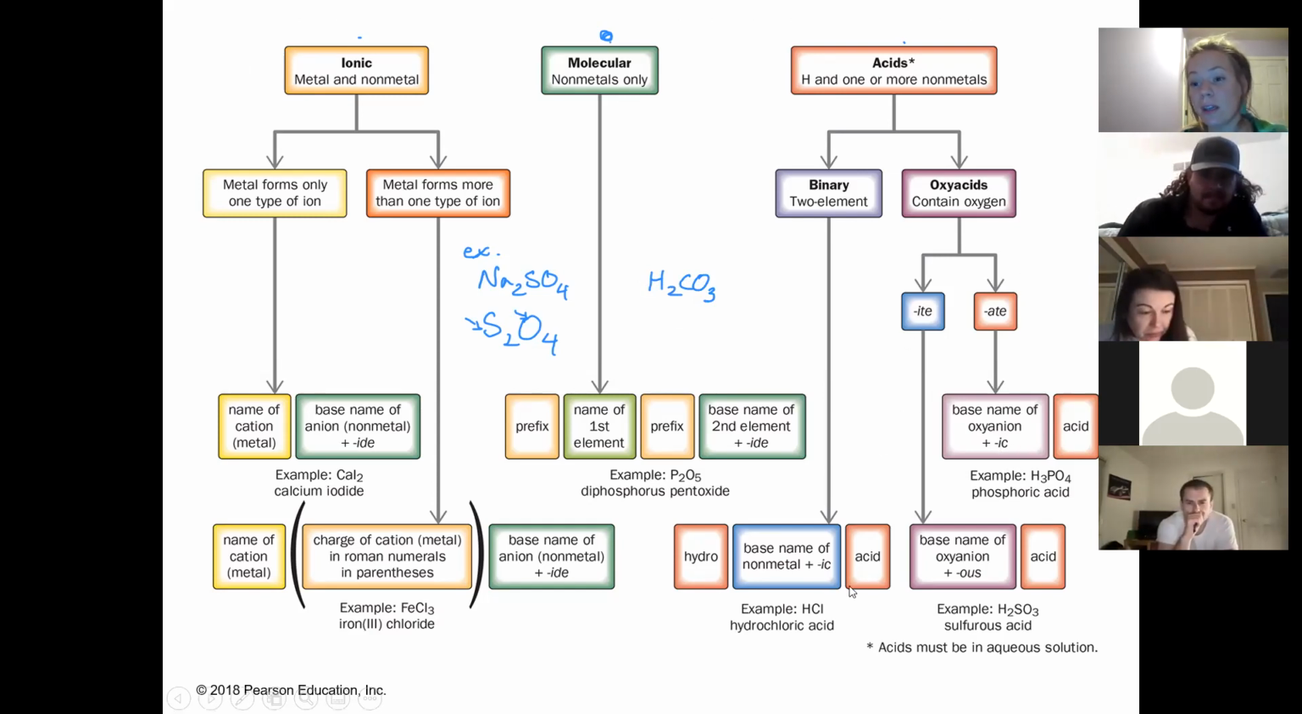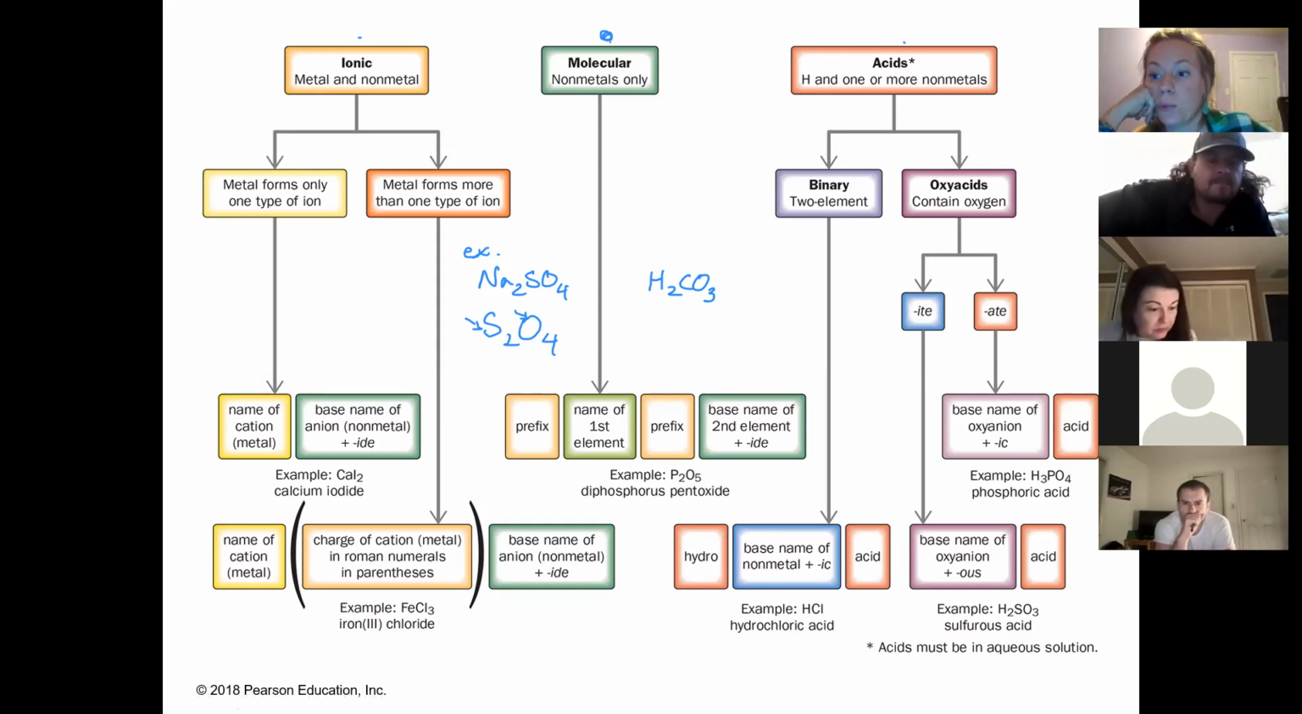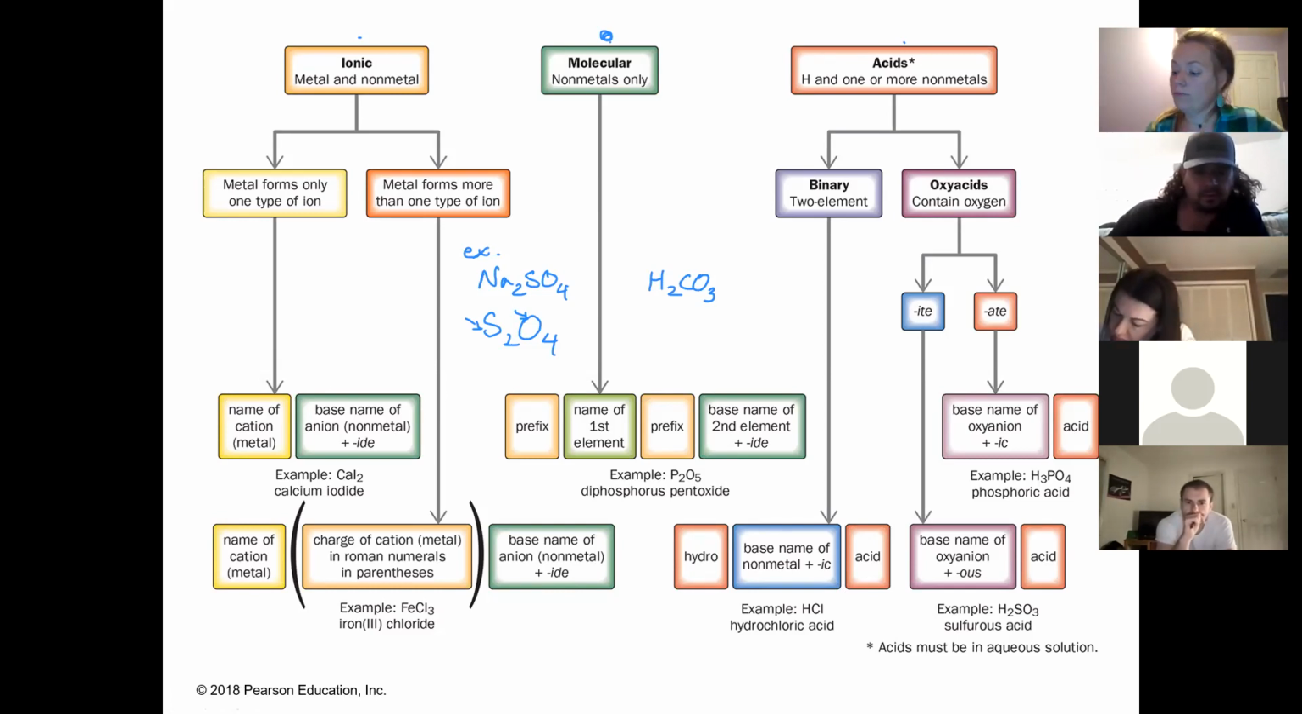It's a really useful chart to have. You start broad and then you go down and get more detailed. So I would recommend having this when you're working on your lab. It's going to be pretty useful. So any questions on naming thus far? And that's the end of the chapter.